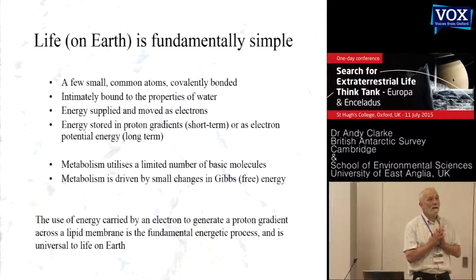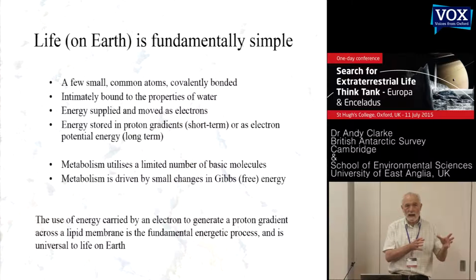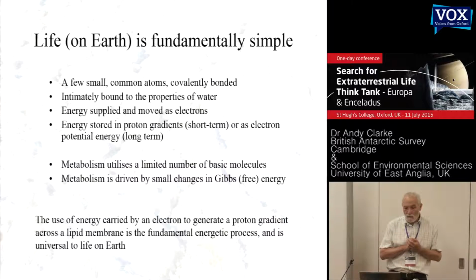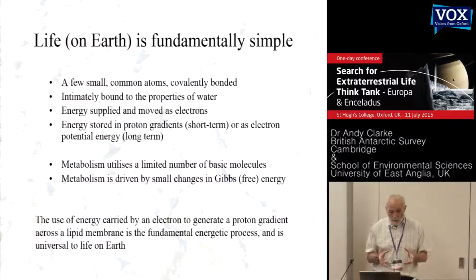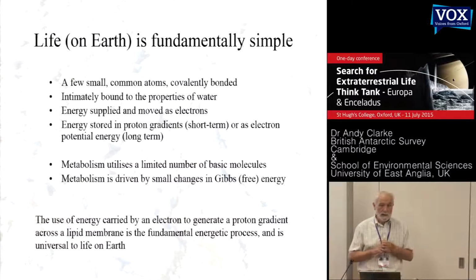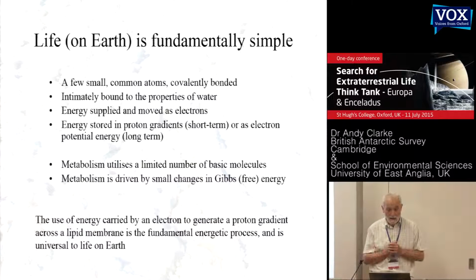But we can make a few generalized statements about life on Earth, which are relevant to understanding the thermal limits, which I'm going to come onto in a minute. But basically, we and microbes and everything else are built around a few small common atoms, covalently bonded together. It's intimately bound to the properties of water. Our energy comes in the form of electrons and is moved in the form of electrons. It's stored temporarily as proton gradients, but long term it's stored as electron potential energy. We use a very small number of basic molecules compared with the range of molecules that actually exist.